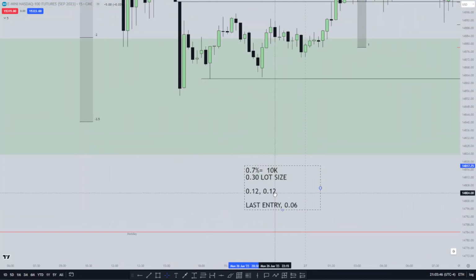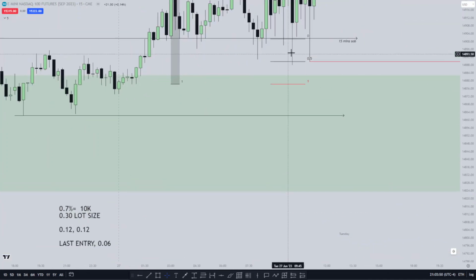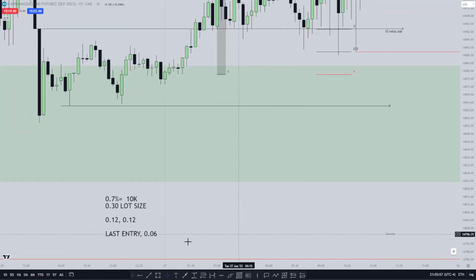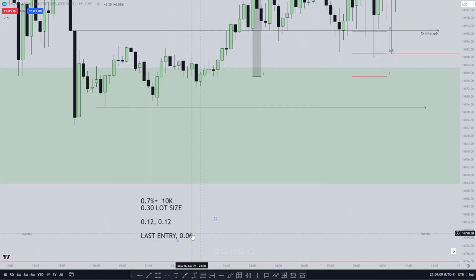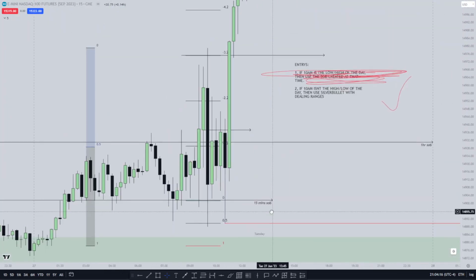So since our lot size, we're going to be risking this 0.30 from here to here. So then we divide this into basically 3 contracts. So 0.12 here, 0.12 here. So 2 entries right here. Then as price comes down, we put our last entry for a runner. So that's 0.06. We put 0.06 here.